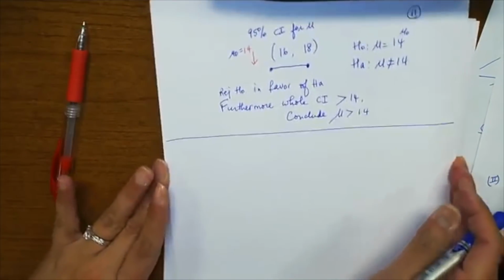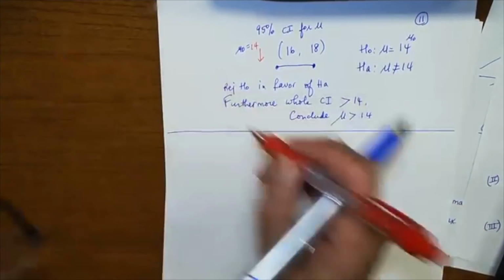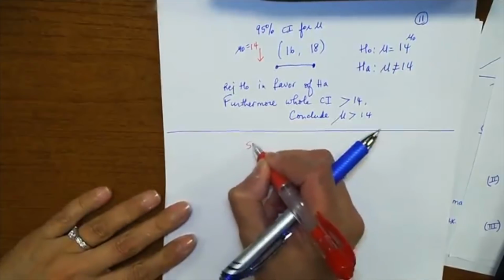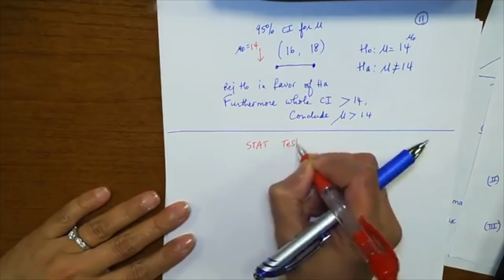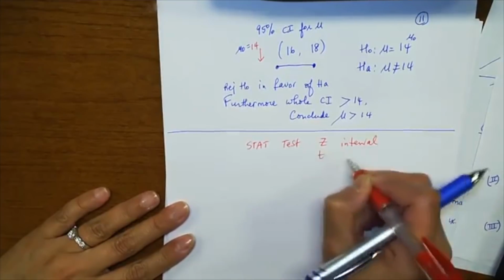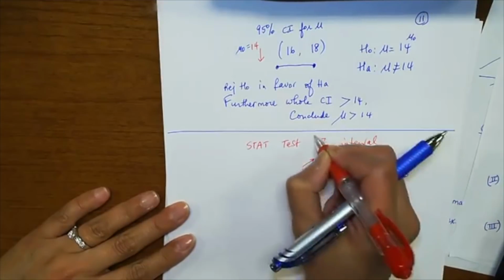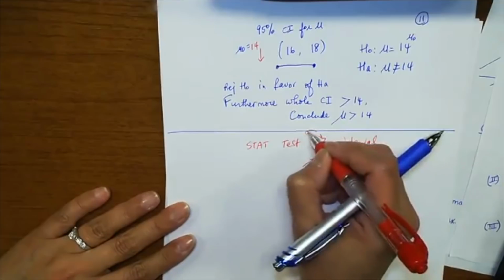Then we did the critical value method for performing a hypothesis test. And all this stuff you can do in your calculator, right? Let's write the calculator commands. Stat, test, Z interval, or T interval. This one if they give you s, this one if they give you sigma.